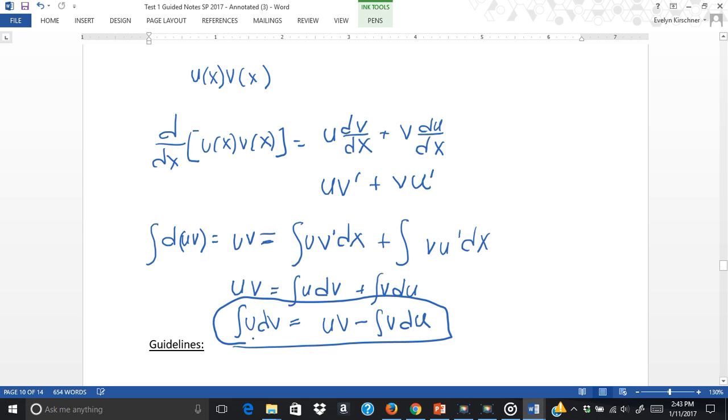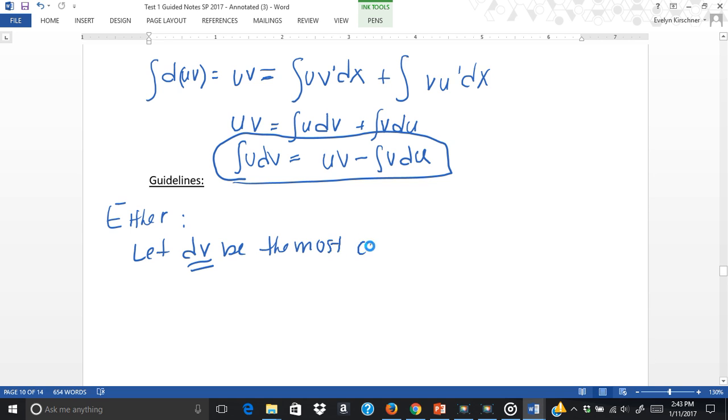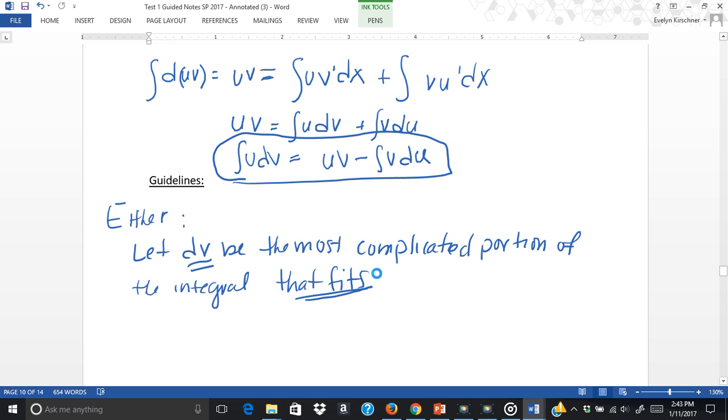So we're going to do some examples, but before we do that, there's a couple of guidelines that are important to follow. You want to do one of two things. It's an either-or. So either let your dv be the most complicated part, but it also has to fit a basic integration rule. If it doesn't fit one, it's not going to help us at all.